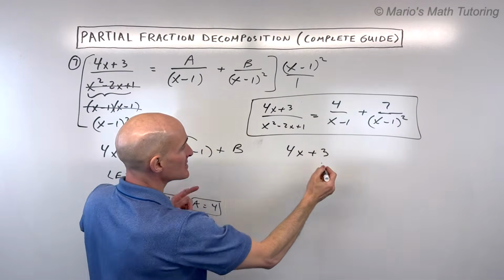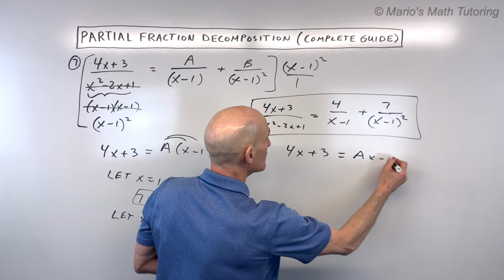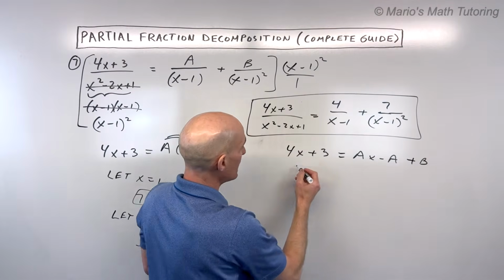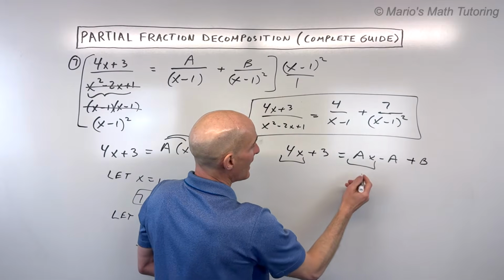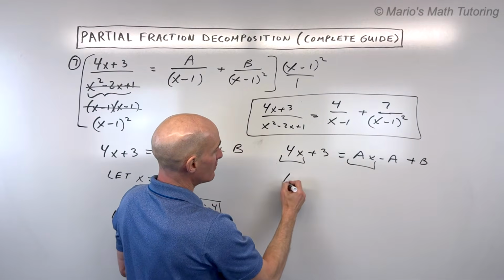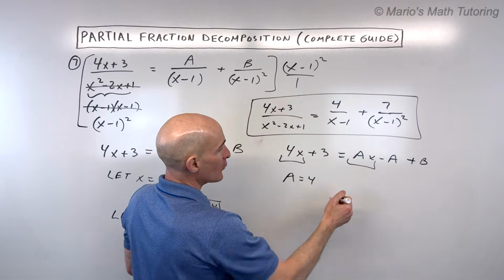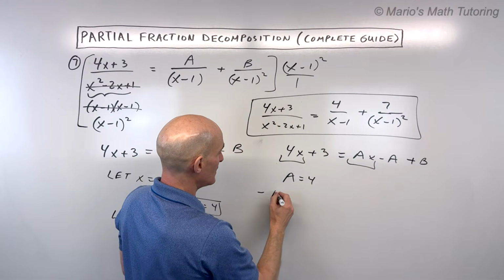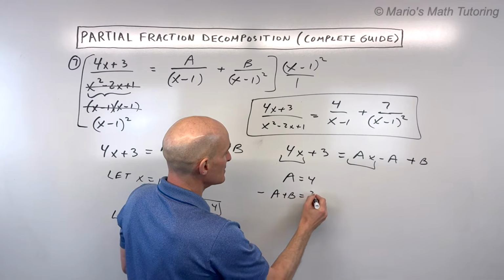So this would be ax minus a plus b. So then what we do is we say, okay, 4x must equal ax, which means that a equals 4. That was pretty easy. And then over here we have negative a plus b, that's the constant, equals this constant. So negative a plus b is equal to 3.